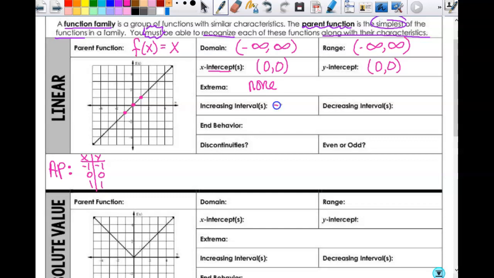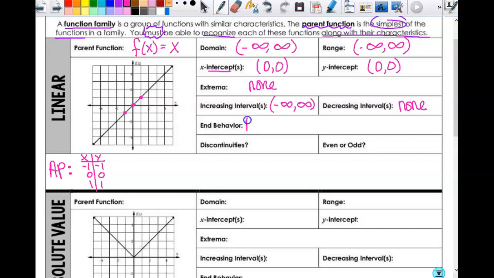Negative infinity to infinity, right? And your increasing and decreasing intervals are always open intervals with parentheses, not closed with brackets, no matter whether it's infinity or not. Decreasing intervals? None. Okay? Then the end behavior, like what you just had on that quiz, we have to write out the little thing here.